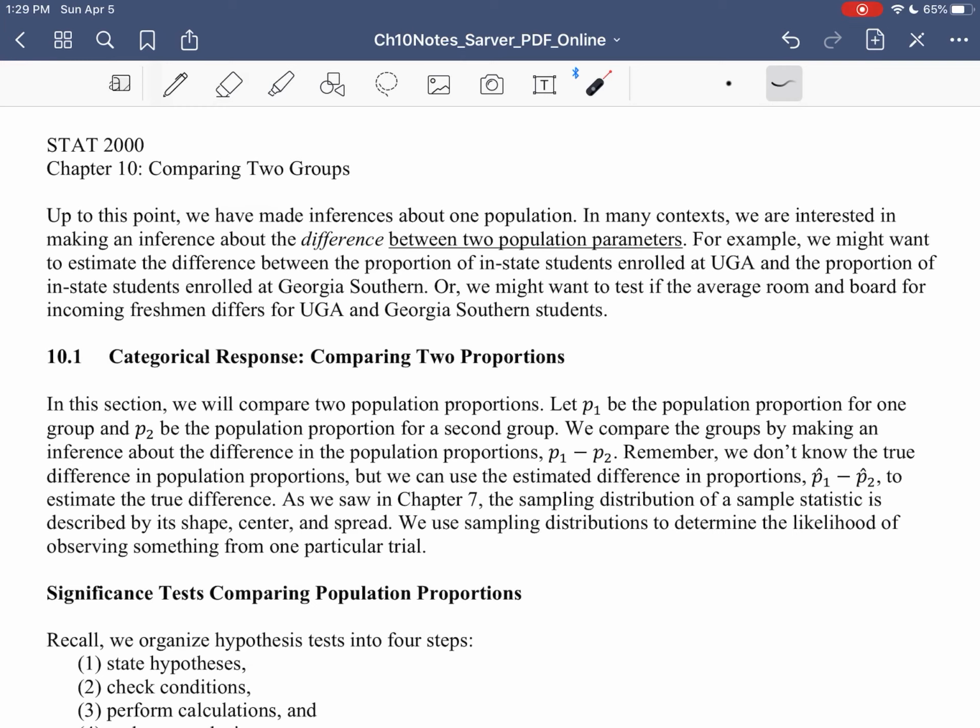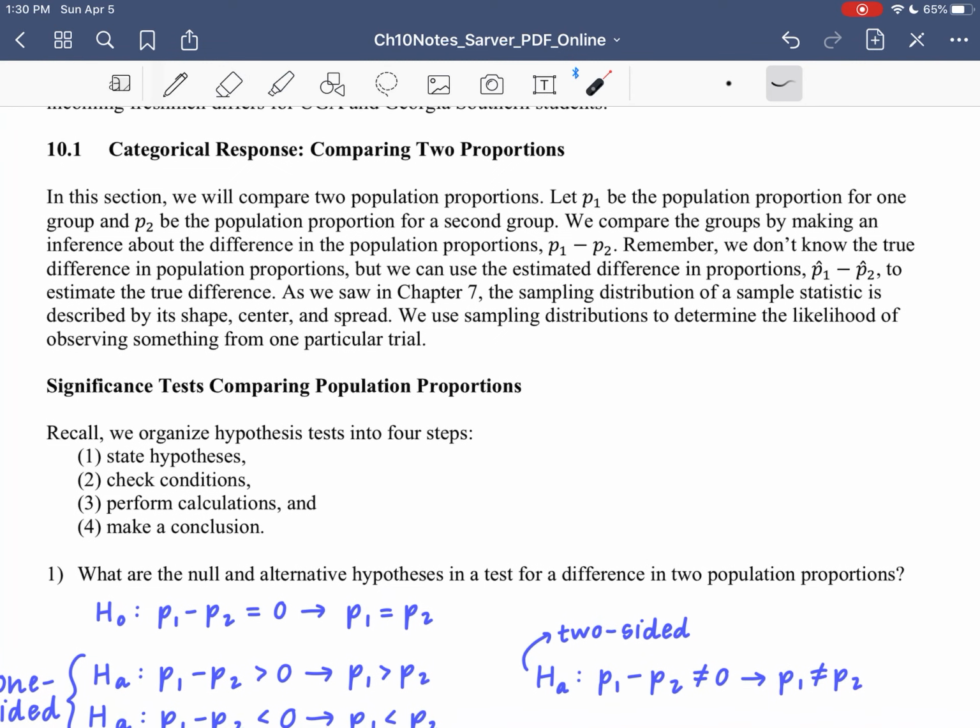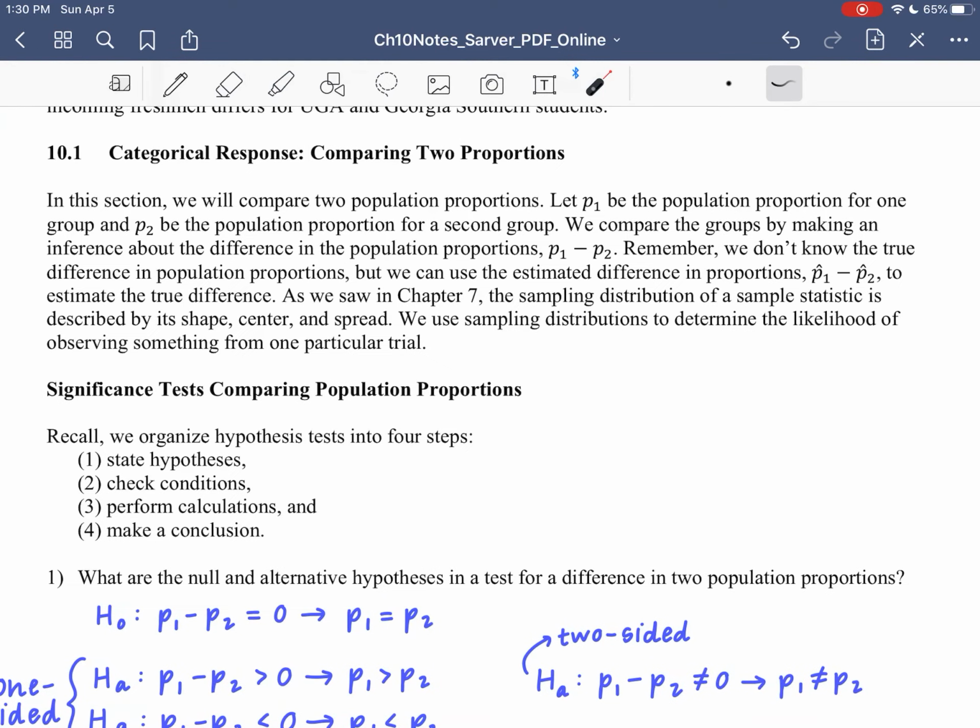The first thing you want to keep in mind is that even though this has two things in it, P1 and P2, it's really just a single number. P1 minus P2, that expression is just a single number. So we're really interested in, is that single number positive, negative, or 0? The good news here is that we have already done a lot with hypothesis tests and confidence intervals. So now we're just changing some details about that process.